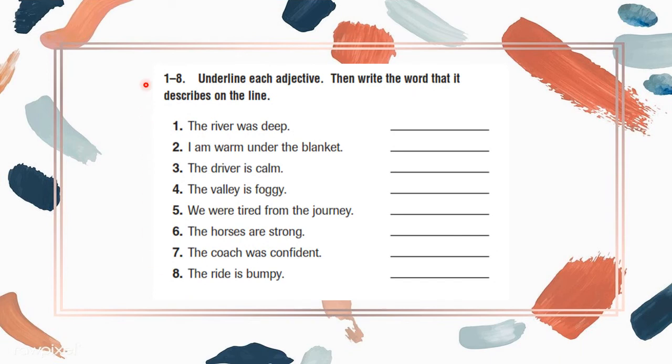Now let's go to the next page, which is page 200 of your R&B. Okay, so underline each adjective, then write the word that it describes on the line. These are adjectives after the verb be.